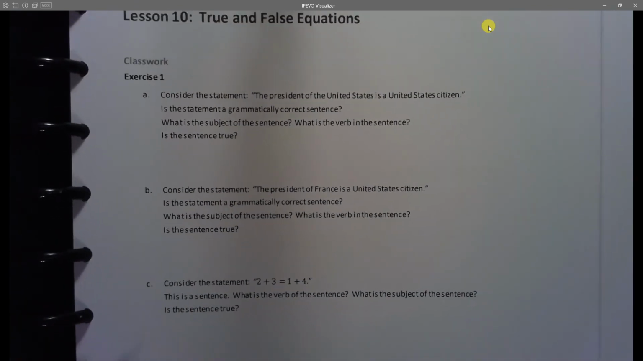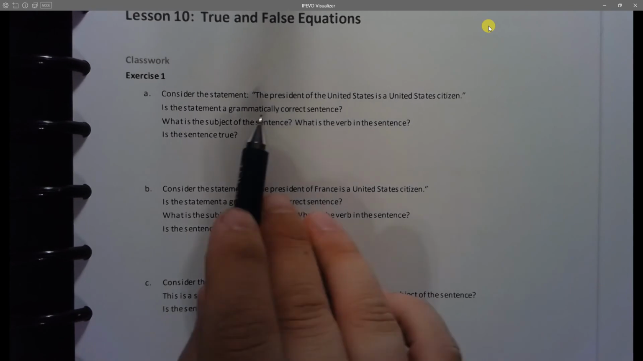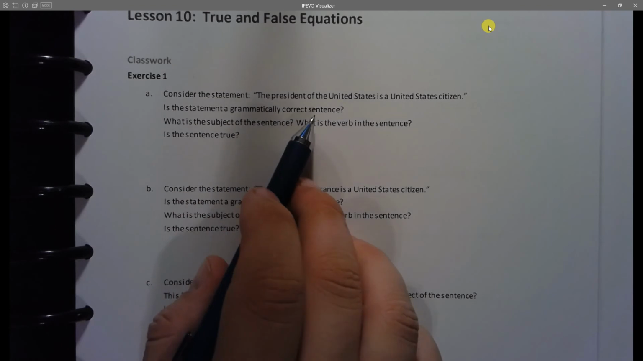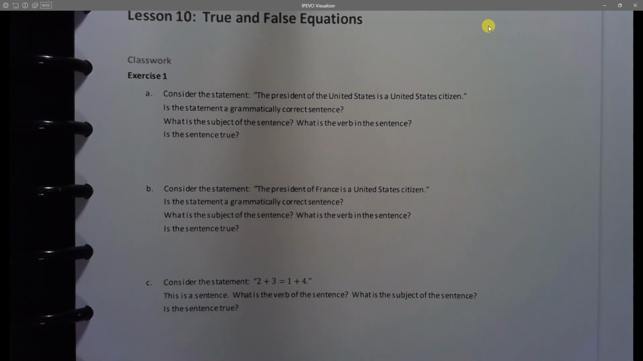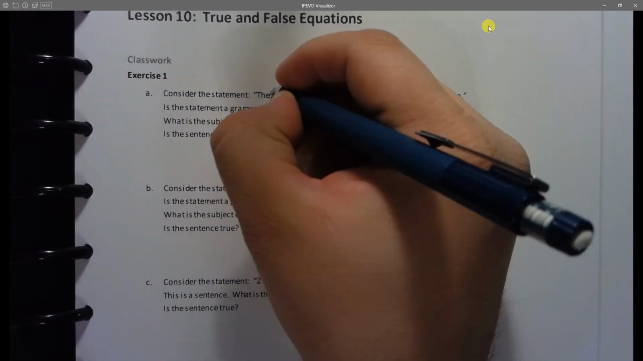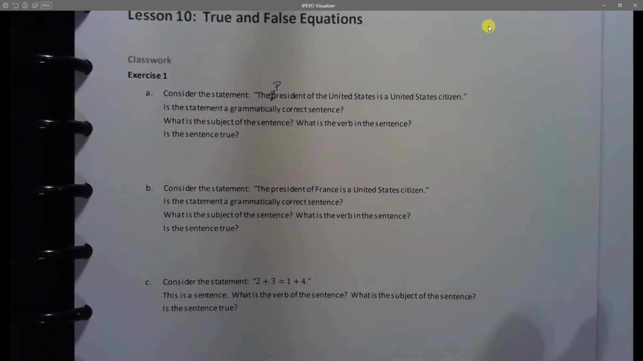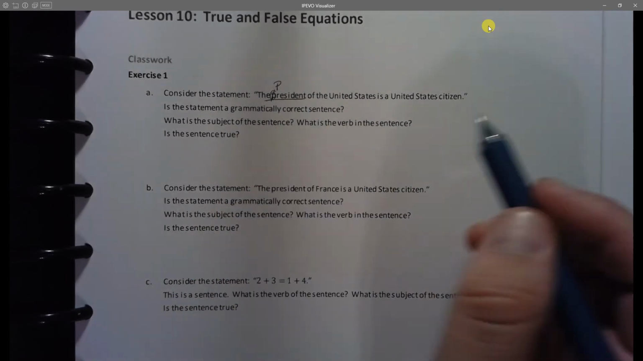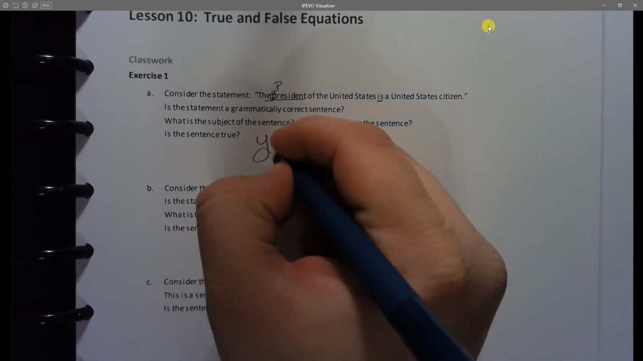So I want you to think about this, all right? Consider the statement: The President of the United States is a United States citizen. Is the statement a grammatically correct sentence? Well, ELA is not my strong suit, but I would say yes, it is, except for one mistake, okay? I would say this needs to be a capital P. The President of the United States should be capitalized, okay? What is the subject of the sentence? That's the President. What is the verb? Is the sentence true? Yes, it is. That is a true statement.